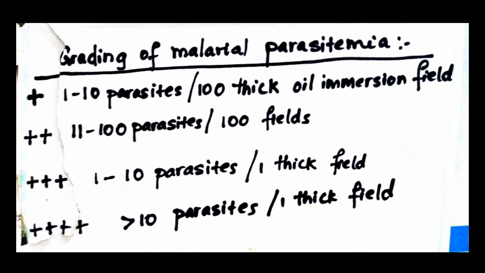Now moving on to the grading of the malaria parasitemia. In the peripheral smear, in the thick smear, we can give grading on the basis of: Grade 1 if there are 1 to 10 parasites present in 100 thick film oil immersion fields. Grade 2 if 11 to 100 parasites are present in 100 fields. Grade 3 if 1 to 10 parasites are present in 1 thick film field. And Grade 4 if more than 10 parasites are present in 1 thick film field.